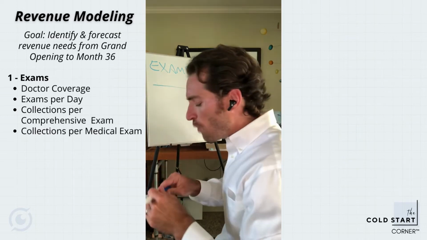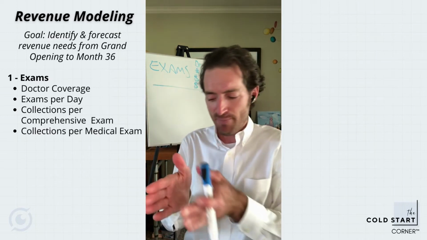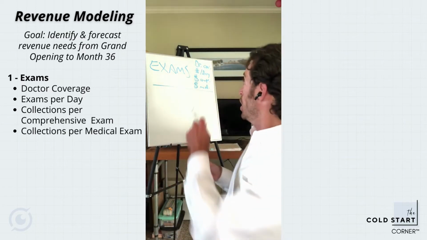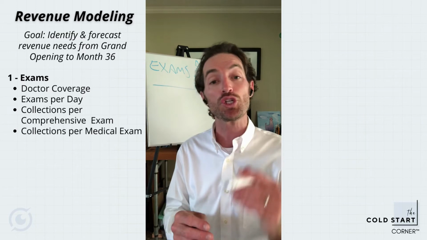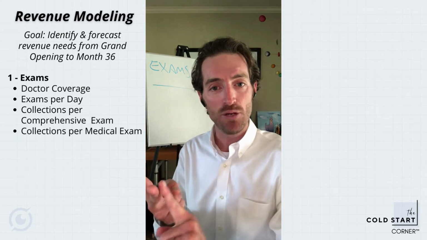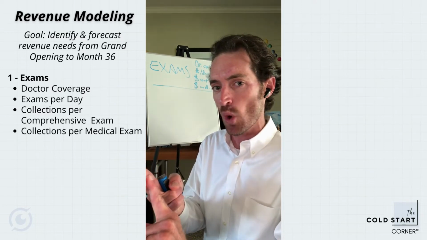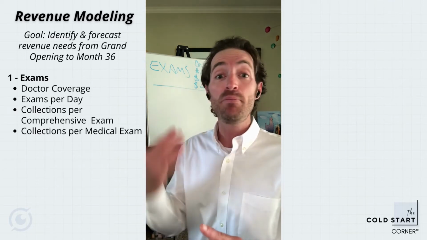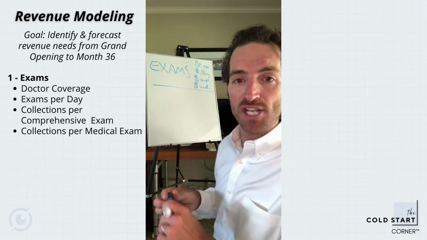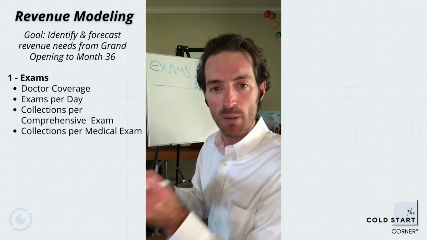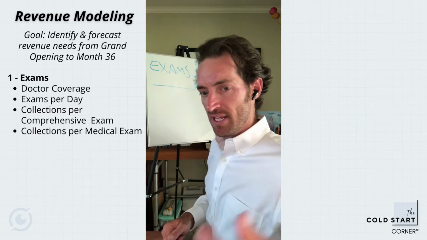So again, these first 4 variables that we're going to be looking at, and by the way, assessing them at all time points from your grand opening to the end of year 1, end of year 2, and ultimately end of year 3. Understanding and identifying what your targets are for your doctor coverage per week, your exams per day, right? That daily capacity, that daily goal. Your collections per comprehensive exam, not what's being billed, but what's actually coming in, and likewise for your medical exam. So those together, those 4 key variables comprise this exams component of the calculation, right?